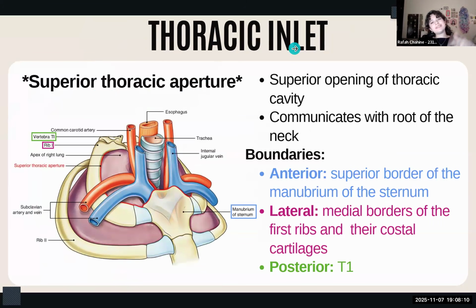Otherwise known as the thoracic inlet. They call it the inlet, okay? The anatomists call it the inlet because things go inside it, okay? Anteriorly, what do we have?